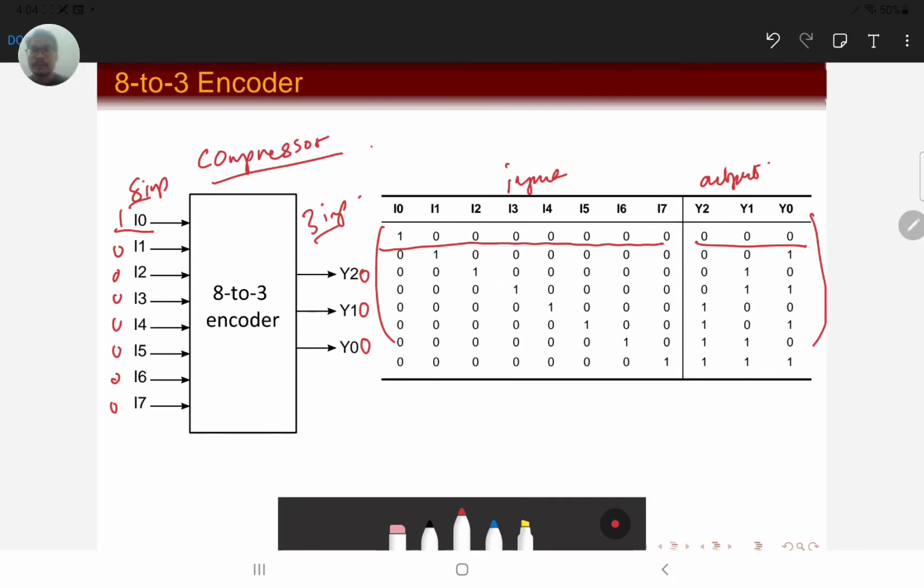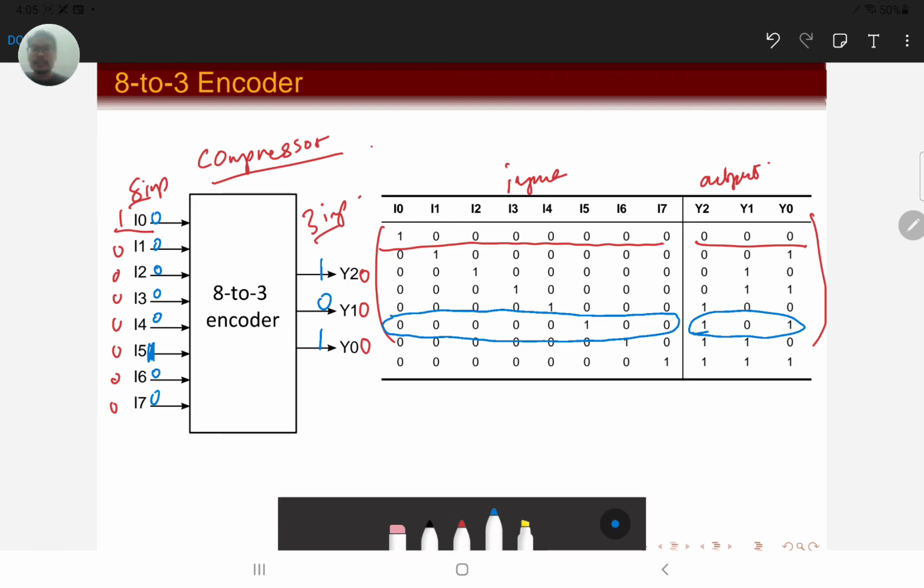Similarly, you can see another example here: if I5 equals 1 and all the rest are 0, here we are going to get 1 0 1. We are going to get a 5 because we supply a 1 on the 5.